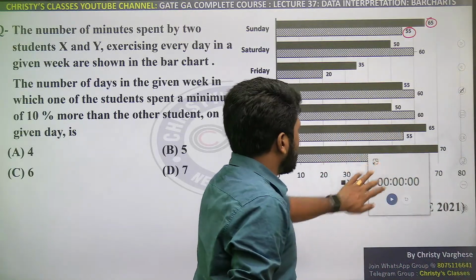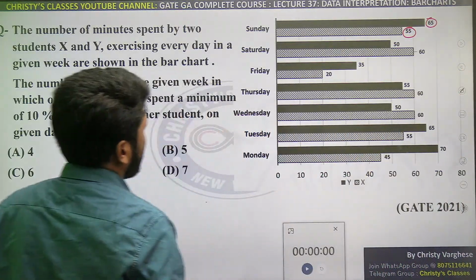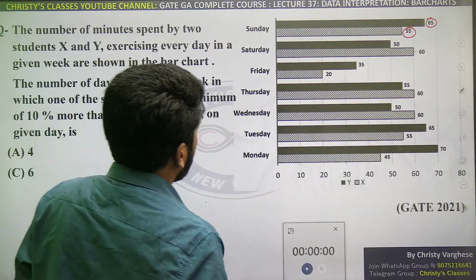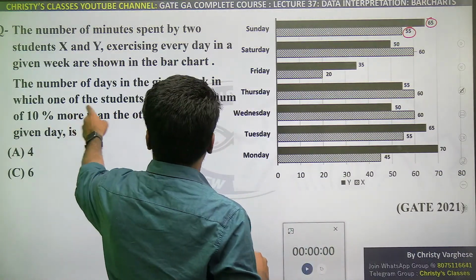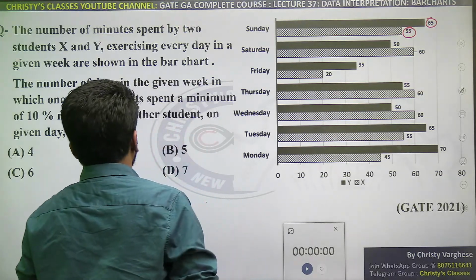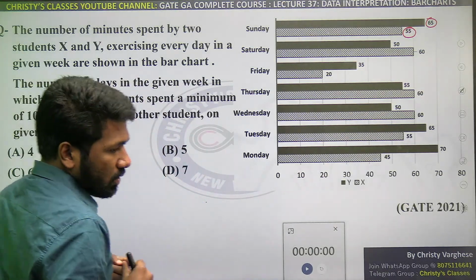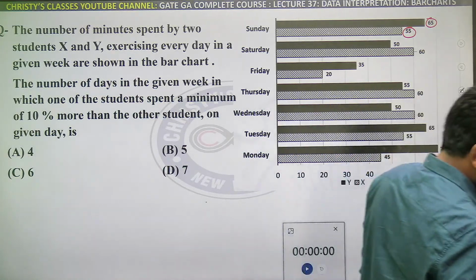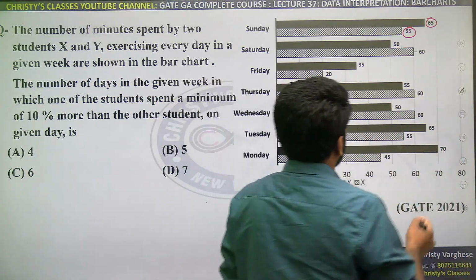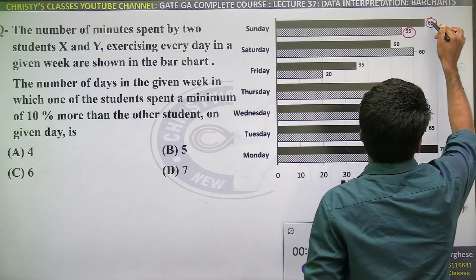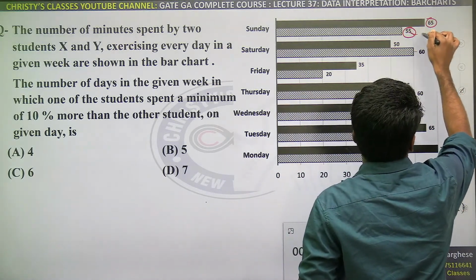If your mental math skills are good, you can directly look at it and say. Question is asking, one of the students spend a minimum of 10% more than the other student. So which is that student that is not asked? Any student it can be, X or Y. So here 65 is 10% more than 55.